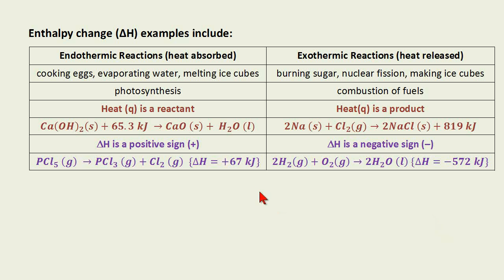Here's our table displayed again. If delta H is positive, it's endothermic. If it's negative, it's exothermic. And you can review that on the handout.